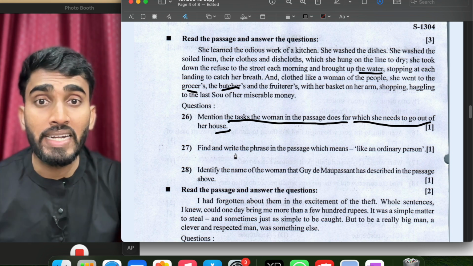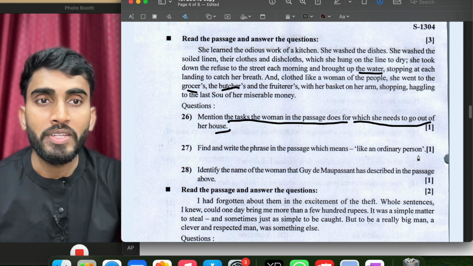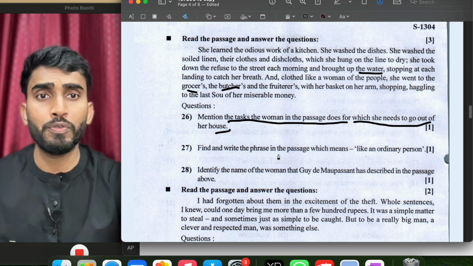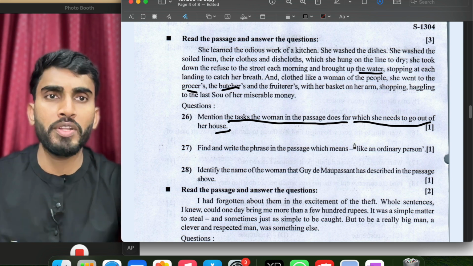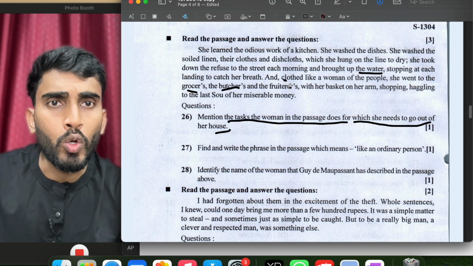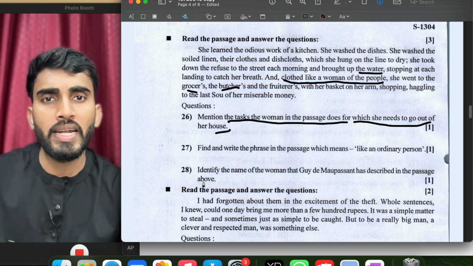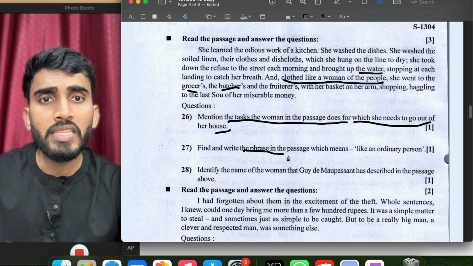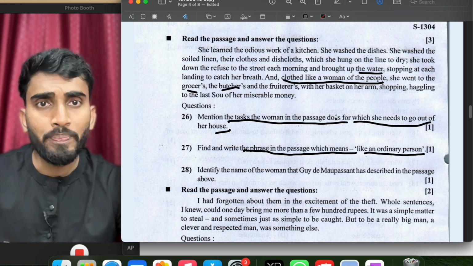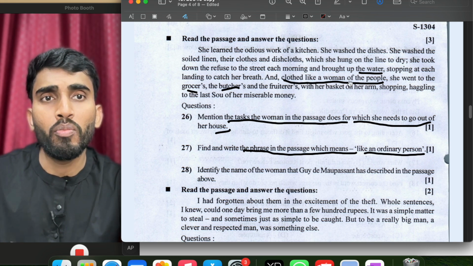Next question. Find and write the phrase in the passage which means like an ordinary person. So in this passage, there is a phrase used whose meaning is like an ordinary person, and that phrase is here, clothed like a woman of the people. So we will write the answer that the phrase in the passage which means like an ordinary person is, in single inverted commas, 'clothed like a woman of the people'.